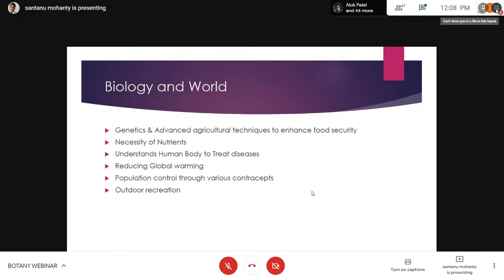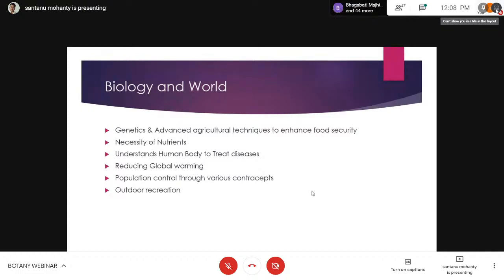Second is reducing global warming. Global warming, you all know, is the ozone layer depletion because of high pollution. So biology and forestry help us in reducing global warming.